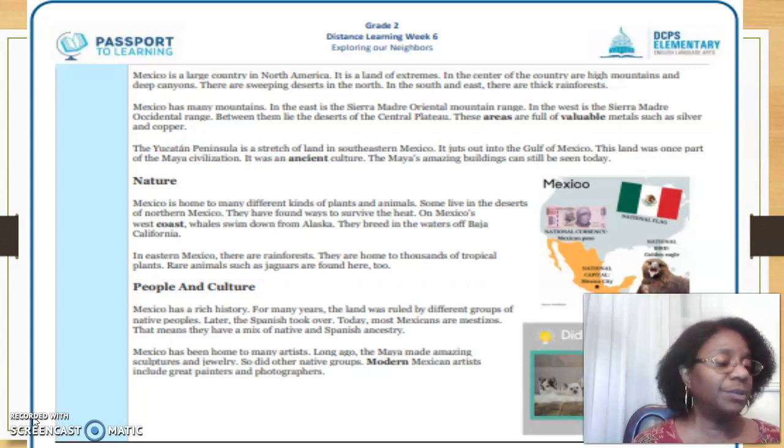People and culture. Mexico has a rich history. For many years, the land was ruled by different groups of native peoples. Later, the Spanish took over. Today, most Mexicans are mestizos. That means they have a mixture of native and Spanish ancestry.